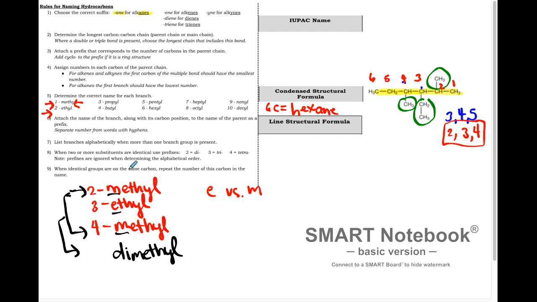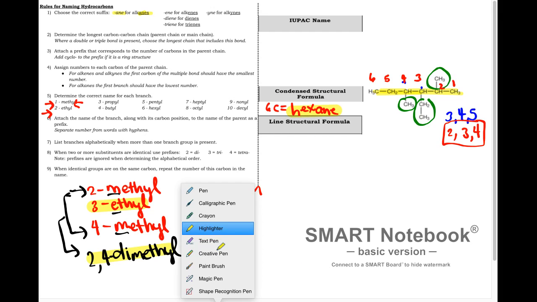When identical groups are on the same carbon, which we don't have because they're at different positions, we don't need to follow that. But we still need to acknowledge that these 2 methyl groups are at different positions. The positions are 2 and 4. So 2 and 4. We still have our dash here, but it's not 24. It's not at the 24th position, so we put a comma between 2 numbers. When I combine all of these components together to make one name, we're going to use 2,4-dimethyl. We're going to use 3-ethyl as well as our parent chain hexane.